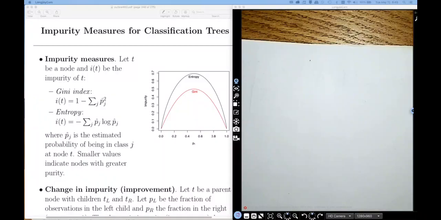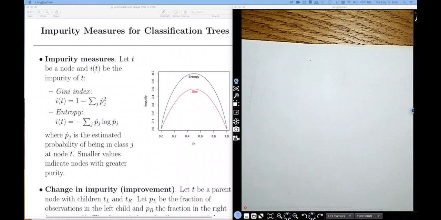Welcome back. This is the third video in my series of lectures on classification and regression trees. The first two videos covered regression trees, where the dependent variable, the thing you're trying to predict, was a numerical quantity. This lecture is going to cover classification trees, where the thing you're trying to predict is a categorical variable.